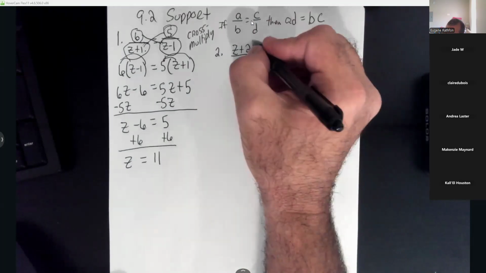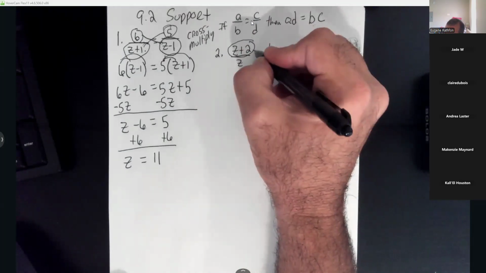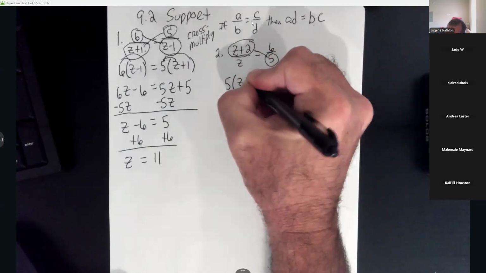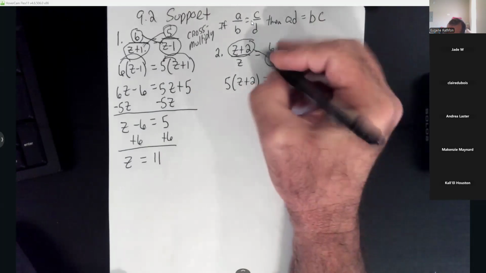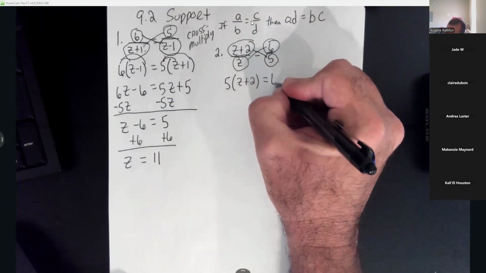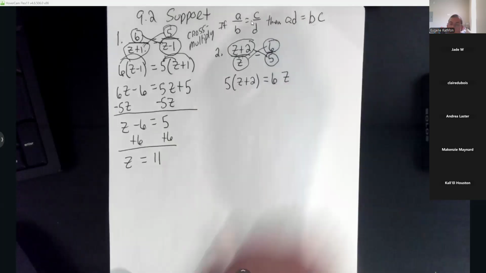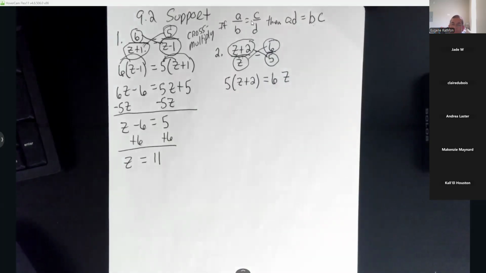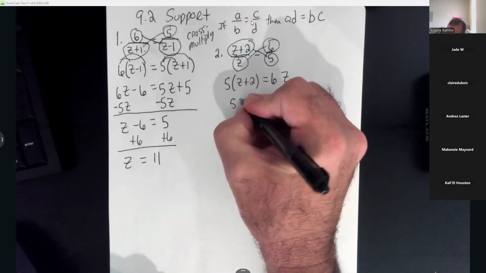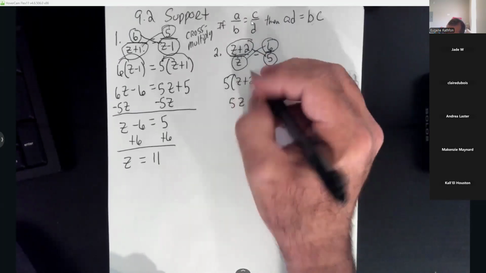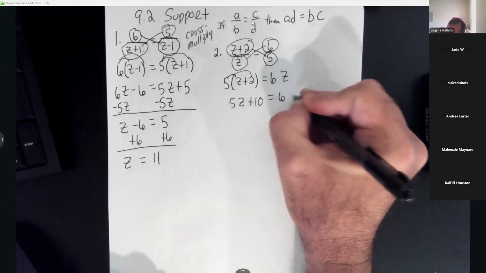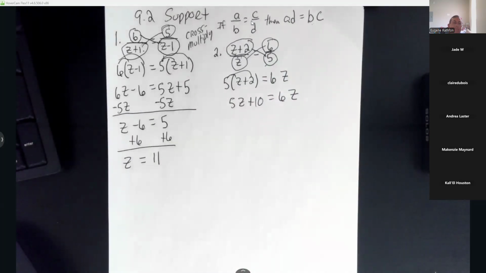So same thing, that z plus 2 multiplies by the 5. So that'll be 5 times z plus 2. That's going to equal this z times that 6. So 6 times my z. All right, y'all. So over here, 5 times z is 5z. 5 times 2 is 10, equal to my 6z.